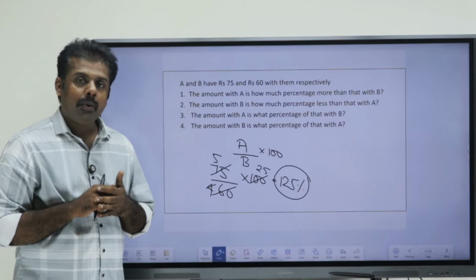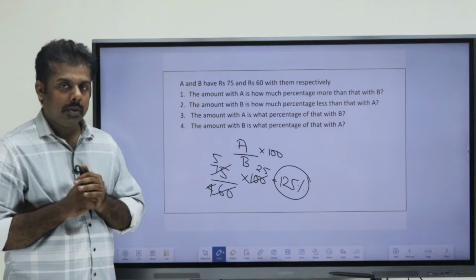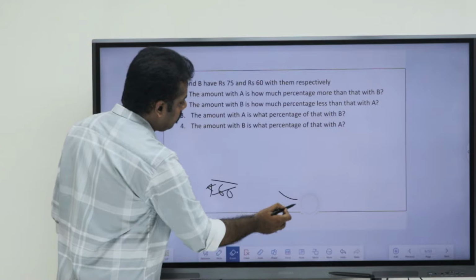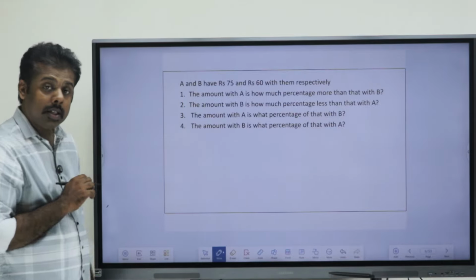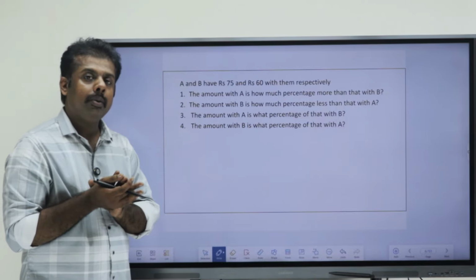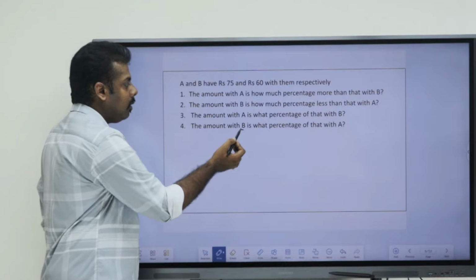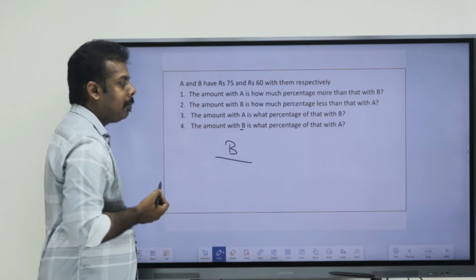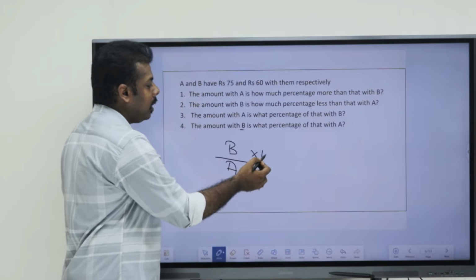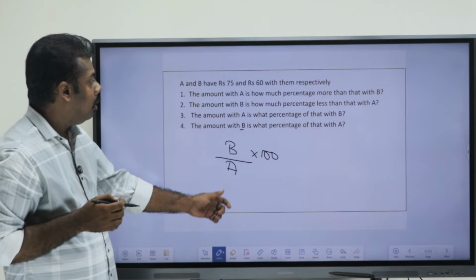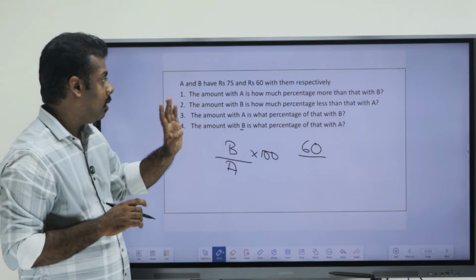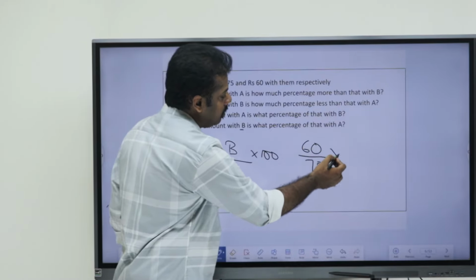Now, we are moving to the fourth one. The fourth one is directly opposite to the third question. What they have asked here is: the amount with B is what percentage of that with A. So here what you have to do is take the first value which they have asked, B, in the numerator part, take the value which they have said second in the denominator part, and multiply it with 100. Now, B here is 60. So 60 divided by A, which is what here? 75, into 100.